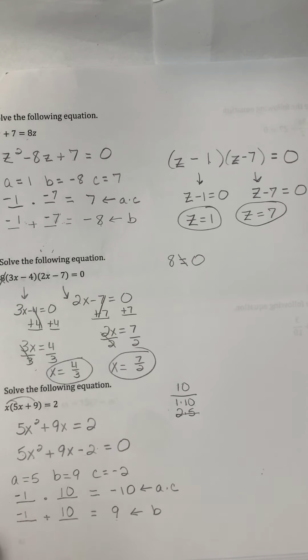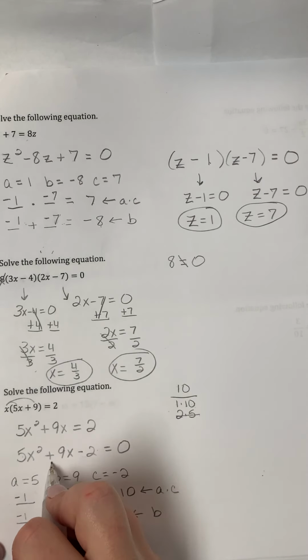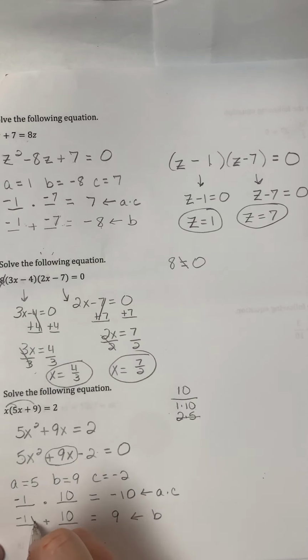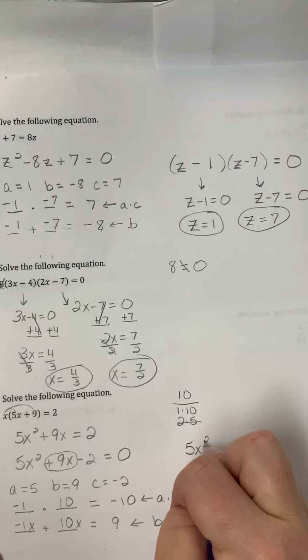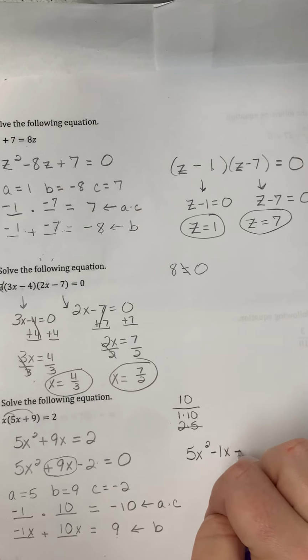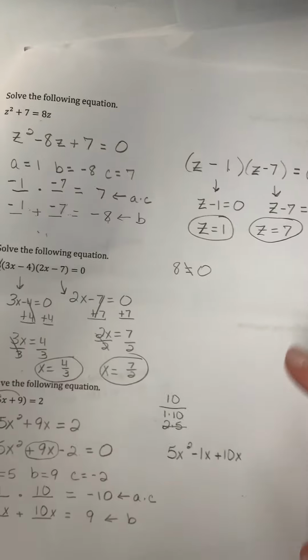Okay. Now, because this is not a monic, I'm going to have to replace this middle term. So I'm going to throw the letters in the back, and I'm going to rewrite this as 5x squared minus 1x. Oh, good gracious, that scared me.